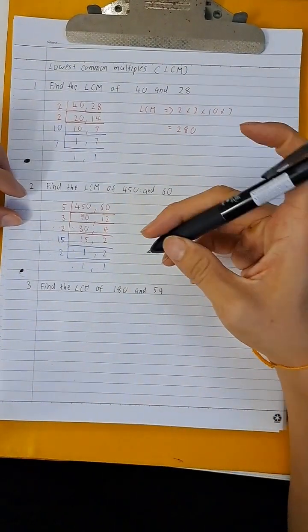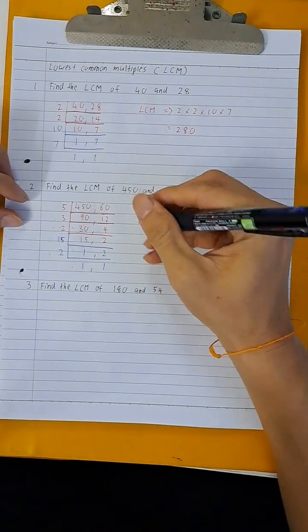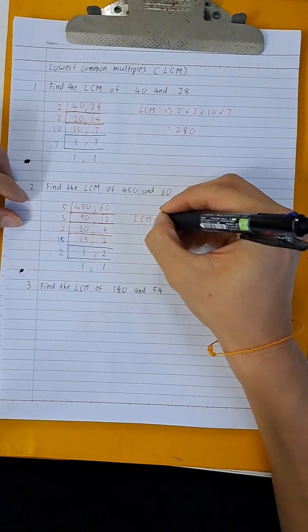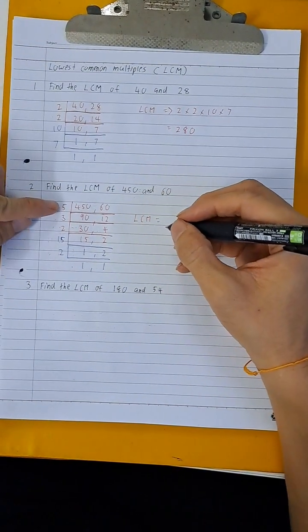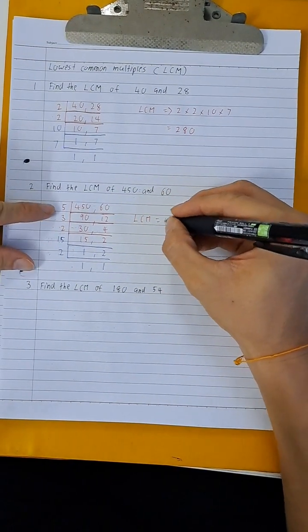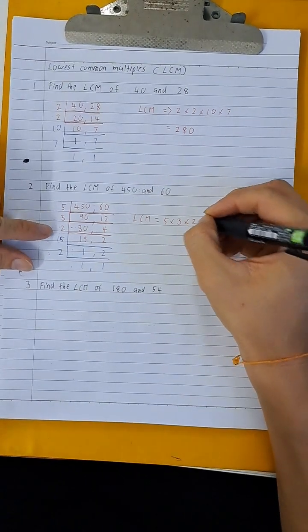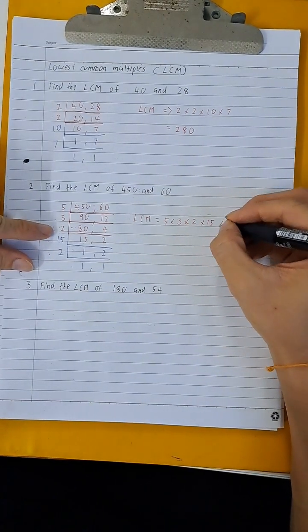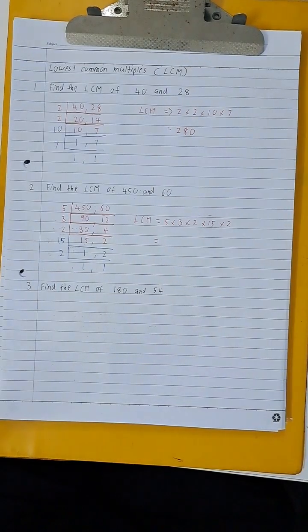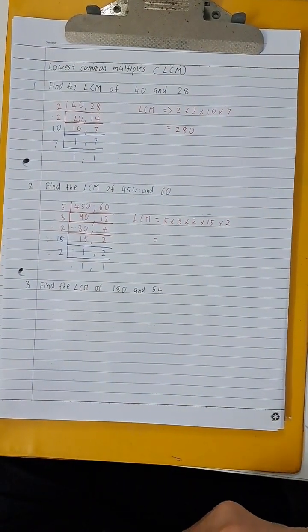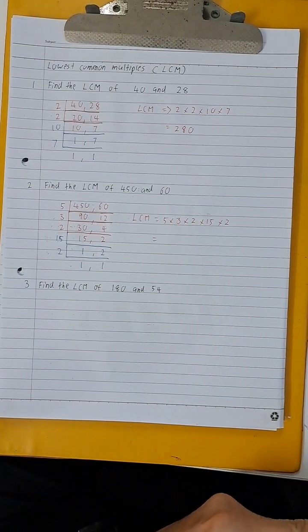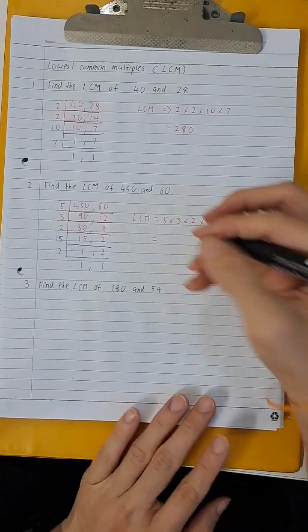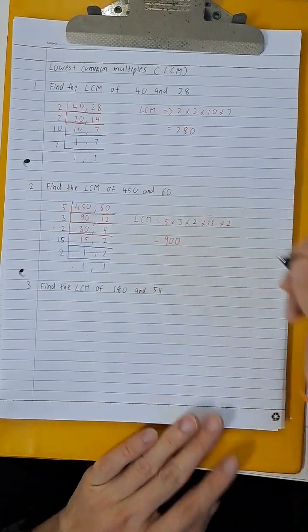Okay, so for LCM, we are just going to multiply all this up. So 5 times 3 times 2 times 15 times 2. Let's work that out with our calculator very quickly. So that will be 900 over here.